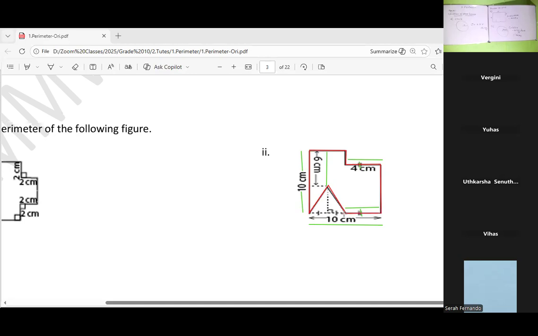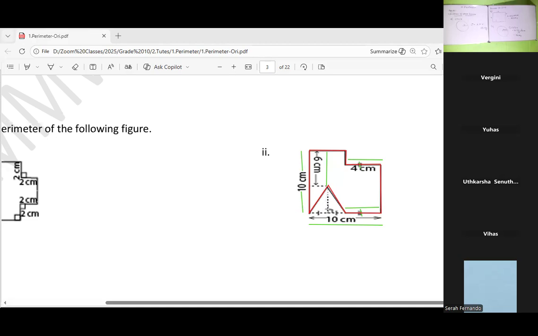So this is the path that you need to find the perimeter. This is a triangle, and this triangle has been divided into two equal parts by this dash line.